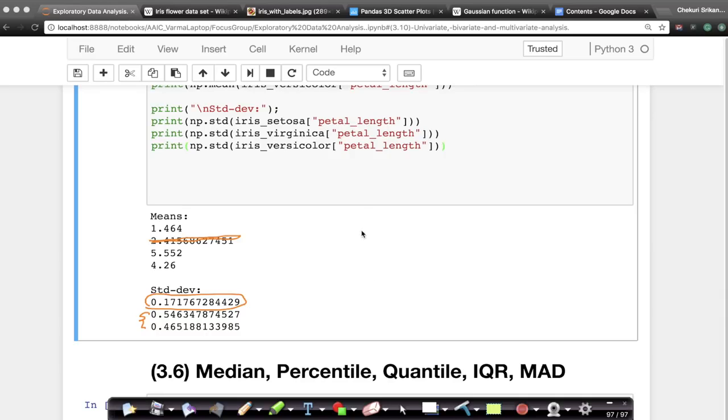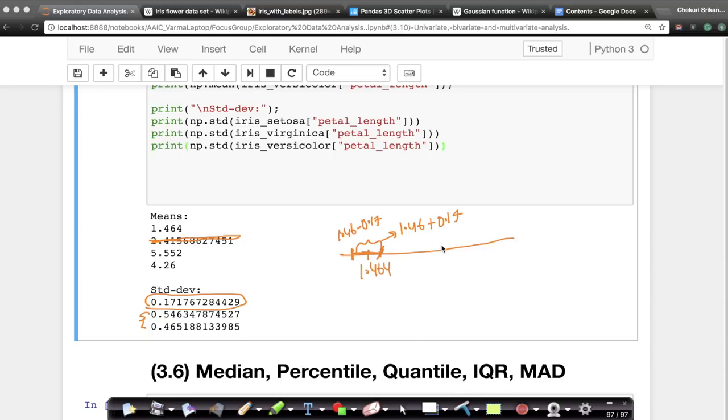So let's do it, right? Let's assume you just gave me these, let me try to interpret them. If my mean was 1.464 and my standard deviation was 0.17, which means a majority of my points lie between 1.46 minus 0.17 and 1.46 plus 0.17. I know that most of my setosa flowers, or a large number of my setosa flowers, lie here, right?